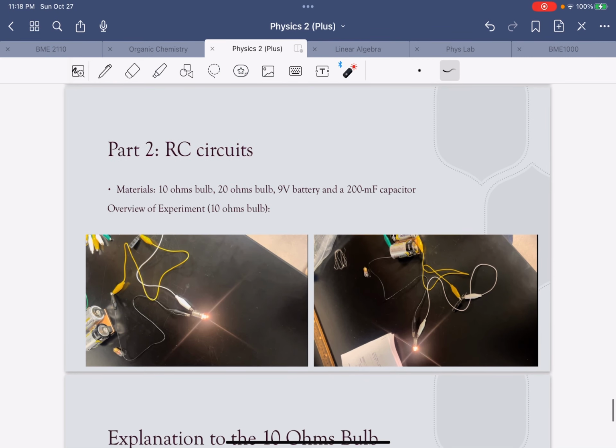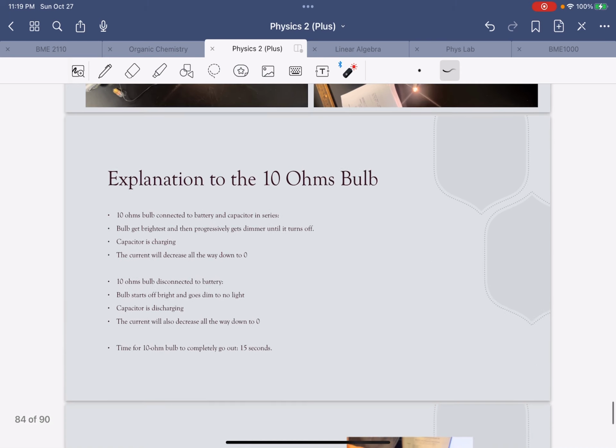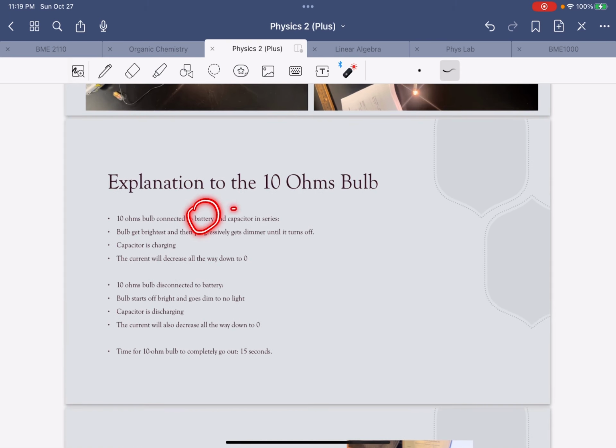So part 2 is RC circuits. We're going to use a 10 ohm bulb, a 20 ohm bulb, a 9 volt battery, and a 200 mF capacitor. This is the overview of our 10 ohm bulb. So here it's connected from capacitor to bulb and not connected to battery, and here it's connected from battery to capacitor to bulb. So from battery to capacitor, it's going to be really bright and get dimmer, and the capacitor is going to be charging, and the current is going to decrease all the way down to 0.